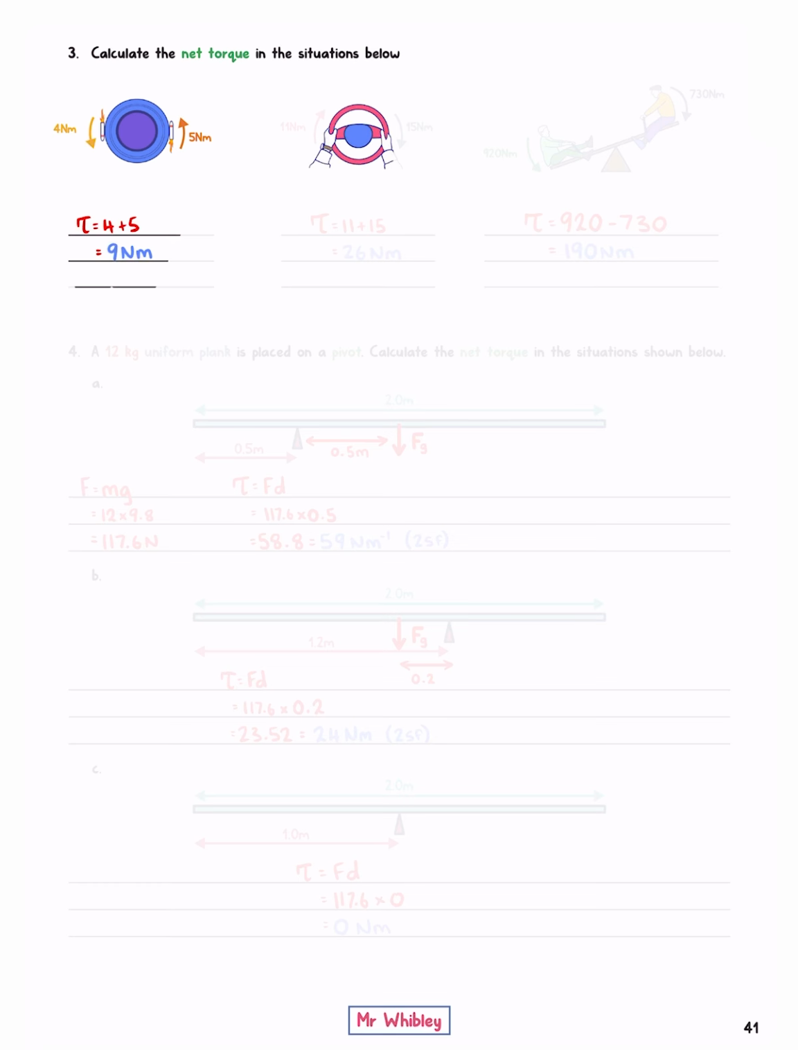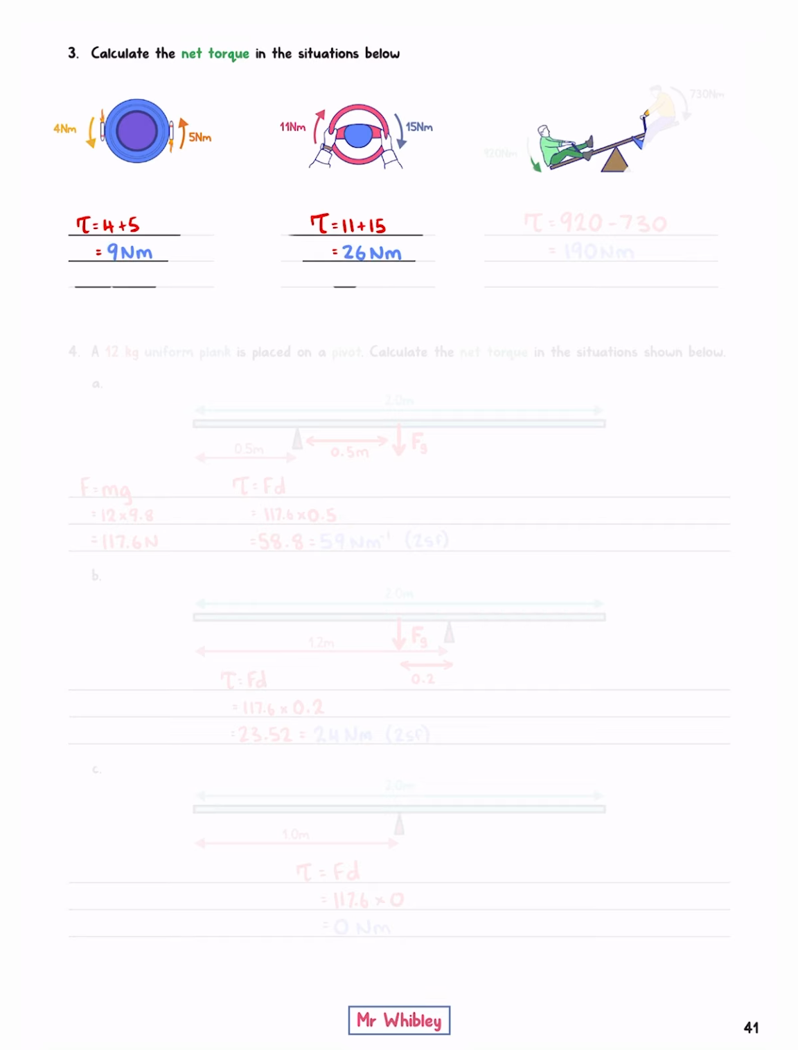Here we have a steering wheel, one hand providing 11 Newton meters of torque, and the other applying 15. Once again, both of these torques are in the same direction, in this case clockwise, and so the torques add together to give us 26 Newton meters.